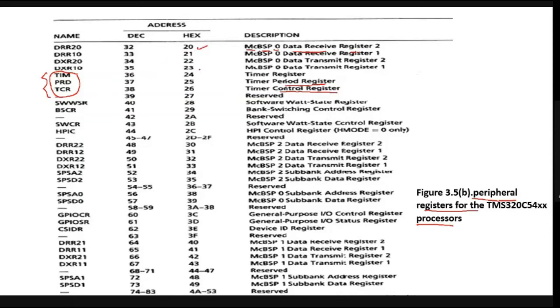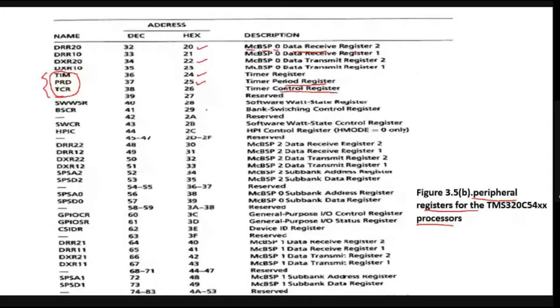Again, from 20 we have a location dedicated for peripheral registers. Location 20 hexadecimal is for the DRR2, that is data receive register 2. 21 hexadecimal is for the data receive register 1. Data transmit register 2 will have location 22 hexadecimal. Similarly, TIM, the timer register, will have 24 hexadecimal, and PRD, the timer period register, will have 25 hexadecimal. Similarly, these numbers increase by 1, and the dash means it is not used, it is reserved.